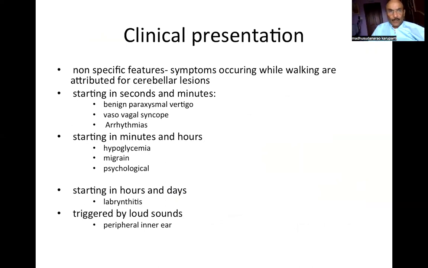The clinical presentation of cerebellar stroke is mainly by non-specific features, which may resemble any medical disorder. Symptoms occurring while walking are attributed to cerebral lesion. The rest could be due to benign paroxysmal vertigo, vasovagal syncope, or arrhythmias, which start within seconds or minutes. Those which start in minutes or hours may be due to hypoglycemia, migraine, or psychological conditions. Those which start in hours or days could be labyrinthitis, triggered by loud sounds. It could be due to peripheral inner ear disturbances. But those that occur while walking are more specific for cerebellar lesions.